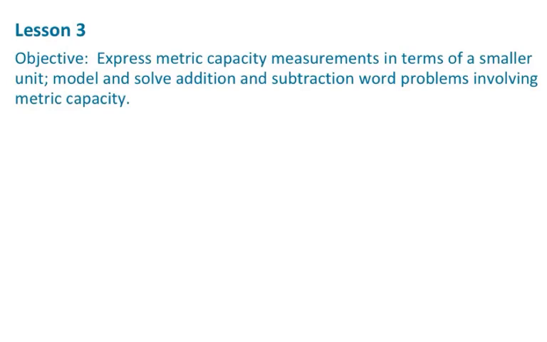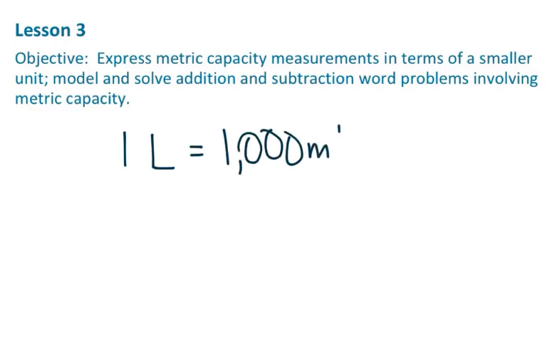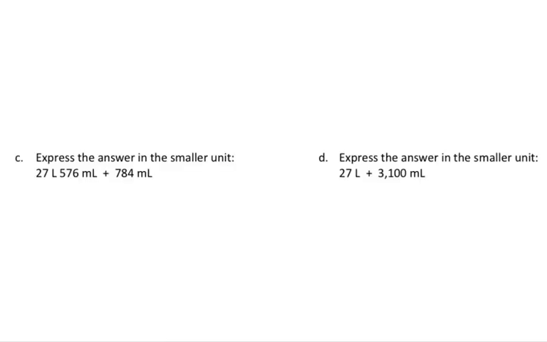So the students need to know that 1 liter is equal to 1,000 milliliters. Okay, and we're going to be looking at homework problem number 3, and we're looking at C and D. And it says express the answer in the smaller unit, and the smaller unit is milliliters. Okay, so we have 27 liters, 576 milliliters, plus 784 milliliters.